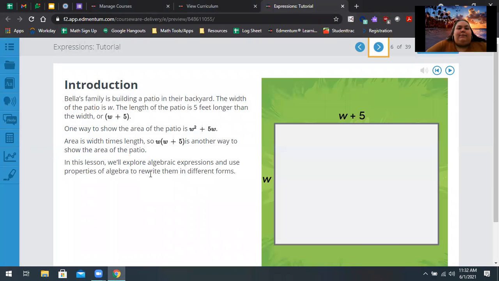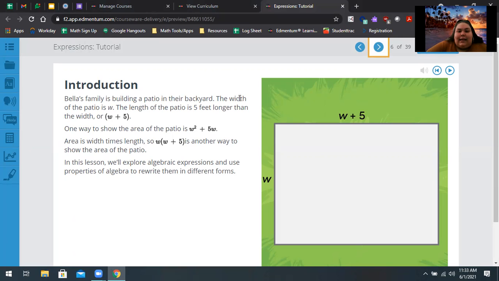So Bella's family is building a patio in the backyard. The width of the patio is W. The length of the patio is 5 feet longer than the width. So we're going to be given some type of word problems here. And here they already gave it to us, but keep in mind the way they word it, because that's going to be super important.